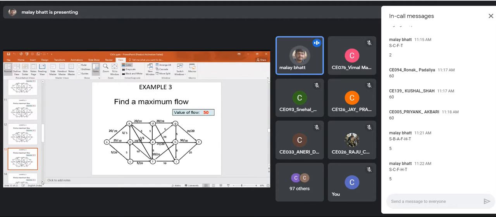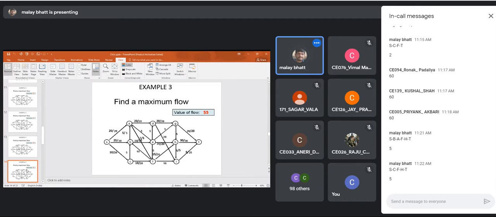So that is how we'll get this 50. Next, we'll have S to C, C to F, F to H, H to I, and I to T. Is it clear? That is a new path.